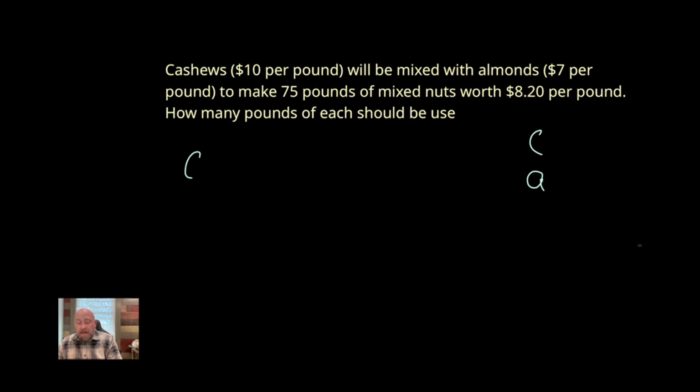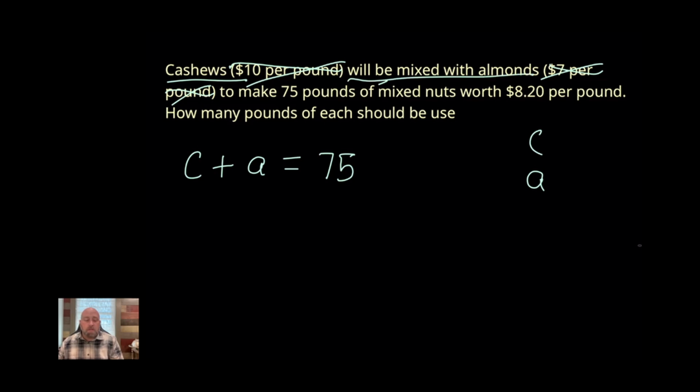So cashews plus almonds equals 75 pounds. Don't worry about the prices yet. So cashews will be mixed with almonds to make 75 pounds.